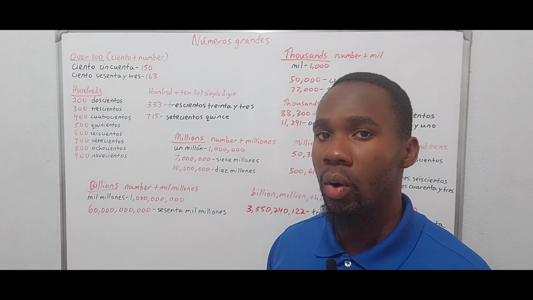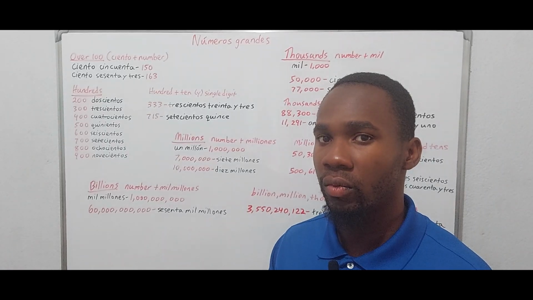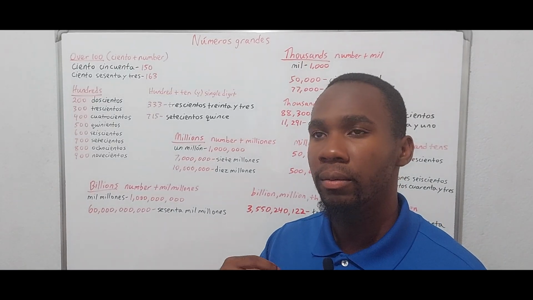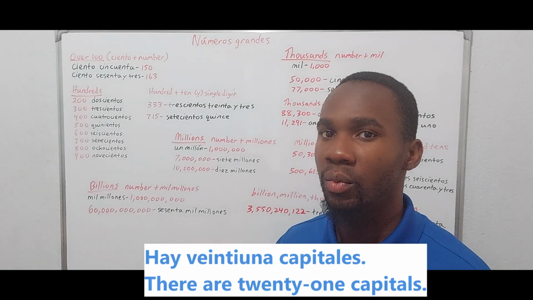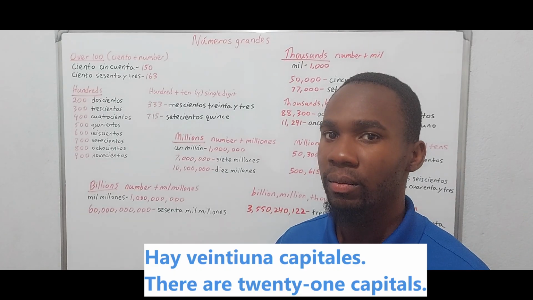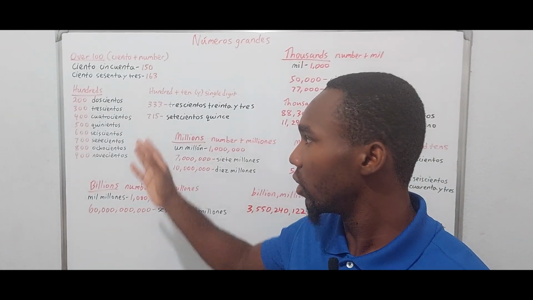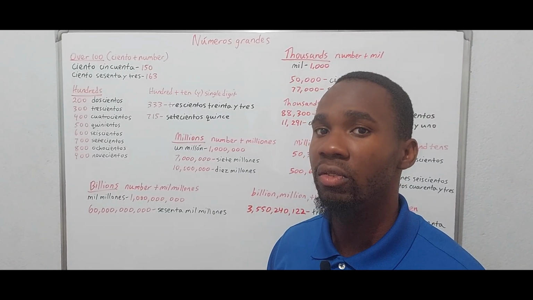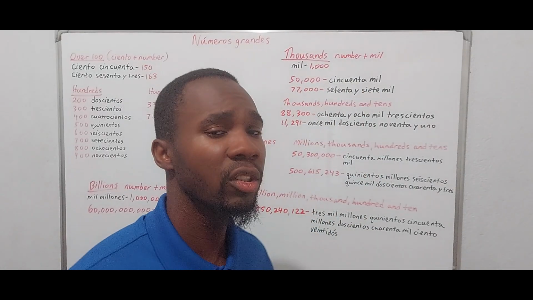That also applies to one. You know, in Spanish, one is uno, but if we have a feminine noun, we say una, right? So, hay 21 capitales. There are 21 capitals. Hay 21 capitales. So that's just something I wanted to mention. When we're talking about the hundreds and one, they always agree with the noun in terms of gender, okay? Now let's return to thousands.